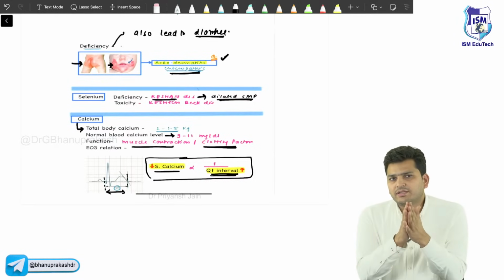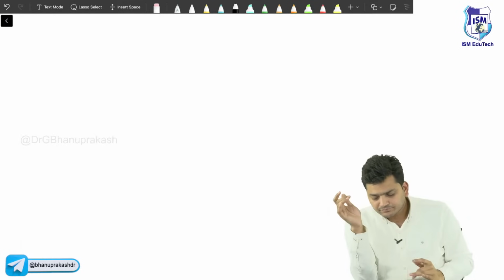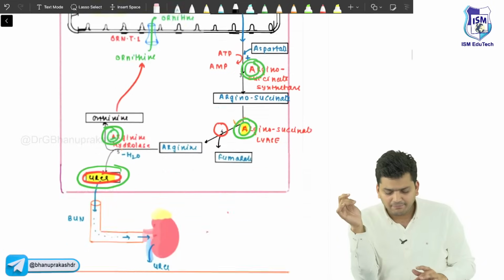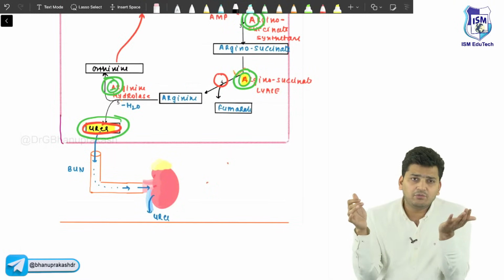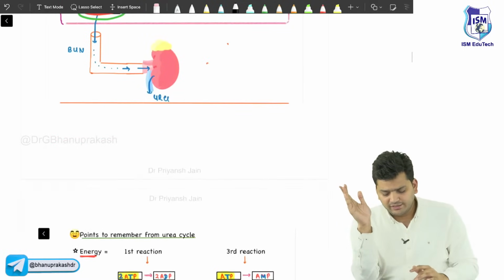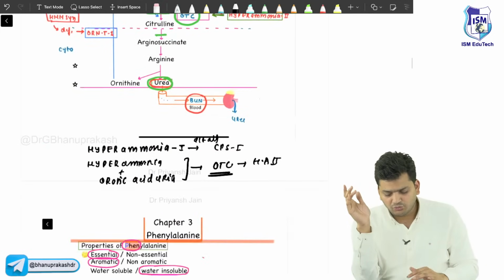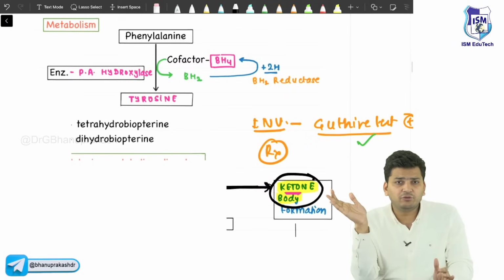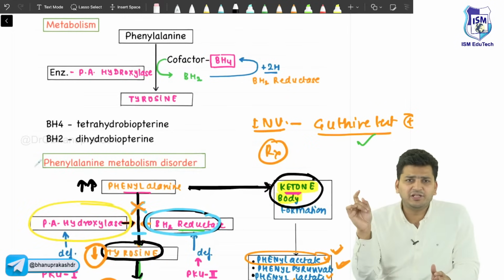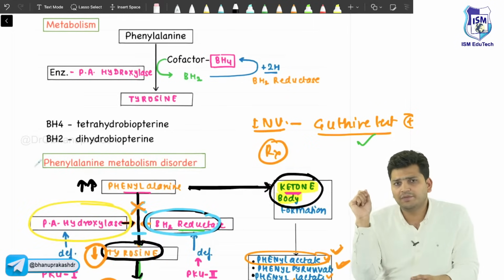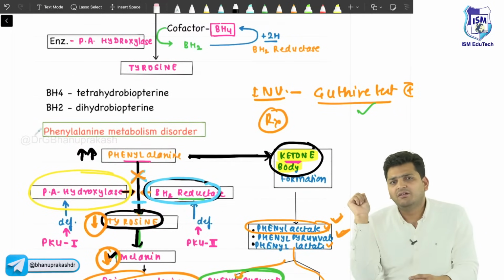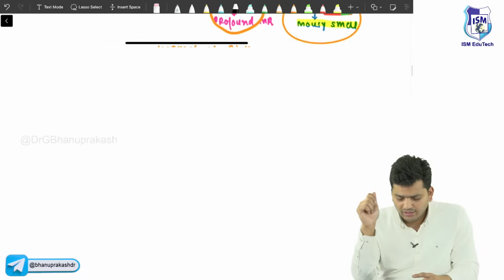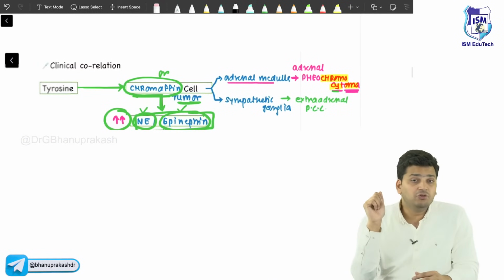We started with amino acids. First, we discussed the urea cycle, how the urea cycle happens, and if the urea cycle doesn't happen, the ammonia will build up, that is hyperammonemia. If hyperammonemia alone is there, it is hyperammonemia type 1. If it is hyperammonemia with orotic aciduria, it is hyperammonemia type 2. Then we discussed phenylketonuria. Deficiency of phenylalanine hydroxylase leads to phenylketonuria. The child will have a bad smell in the urine, a decrease in IQ and fair skin complexion. That is phenylketonuria.